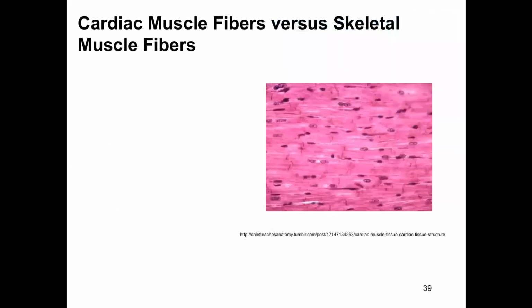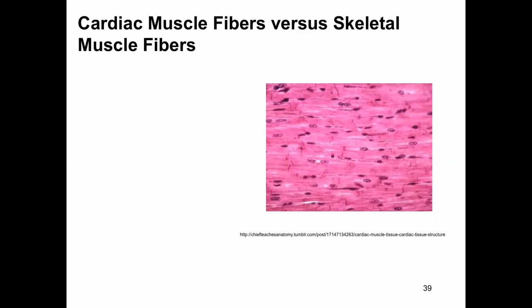Okay, then what I did is I started comparing the muscle fiber types, and we're going to be talking about each of these quite a bit. So cardiac muscle fibers versus skeletal muscle fibers. You can go back to that chart. I always recommend that you print that chart out, comparing these things. It gives you sort of the key things to remember.